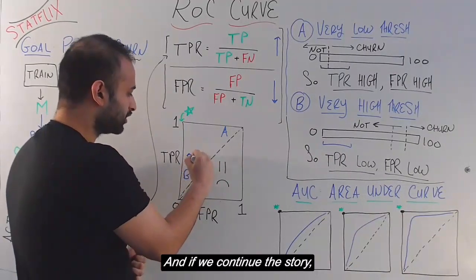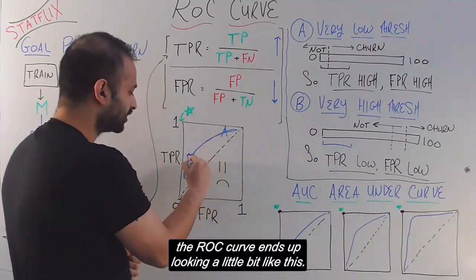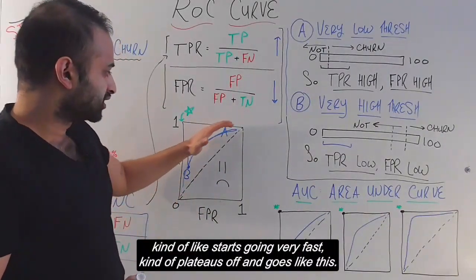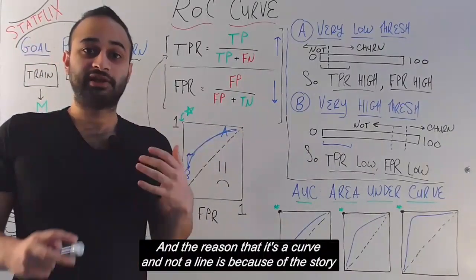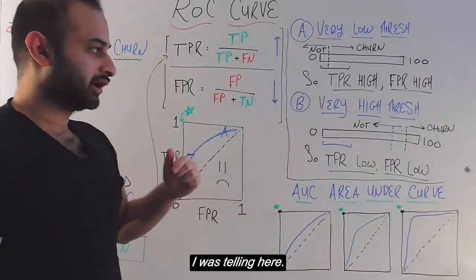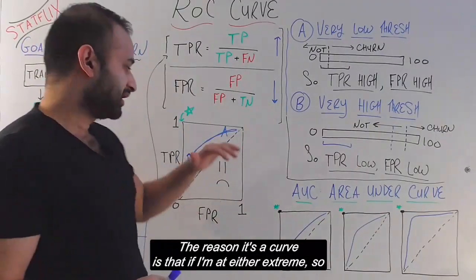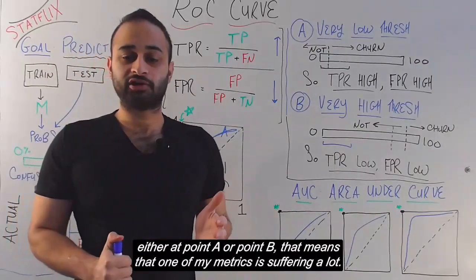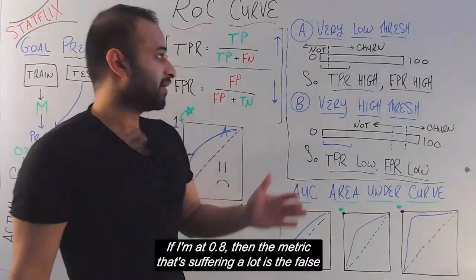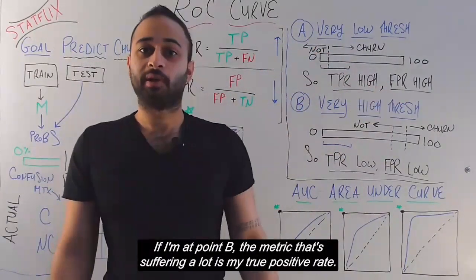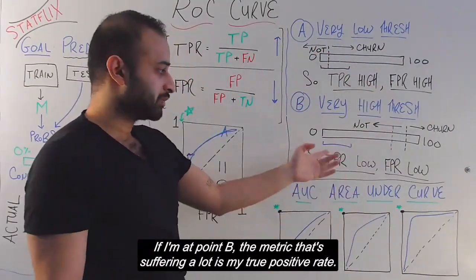And if we continue the story, the ROC curve ends up looking a little bit like this. So it's kind of like starts going very fast, kind of plateaus off and goes like this. And the reason that it's a curve and not a line is because of the story I was telling here. The reason it's a curve is that if I'm at either extreme, so either at point A or point B, that means that one of my metrics is suffering a lot. If I'm at point A, then the metric that's suffering a lot is the false positive rate. If I'm at point B, the metric that's suffering a lot is my true positive rate.